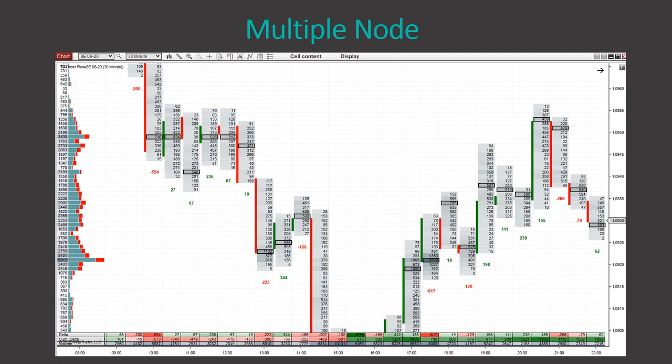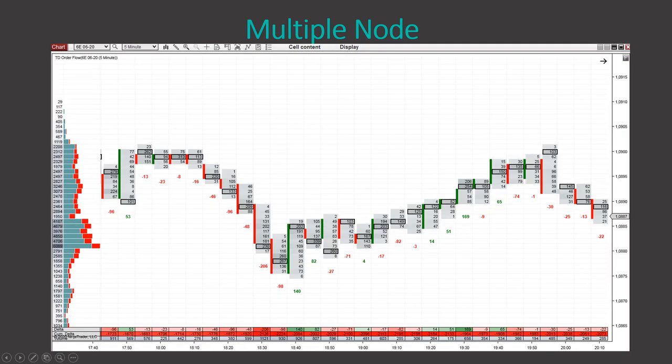Alright, so let's move on to the next example. This one is a 5-minute chart. Now I'm using the 6E futures quite a lot for the examples. This is the Euro futures.